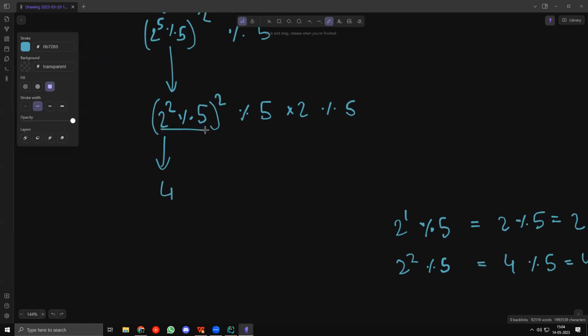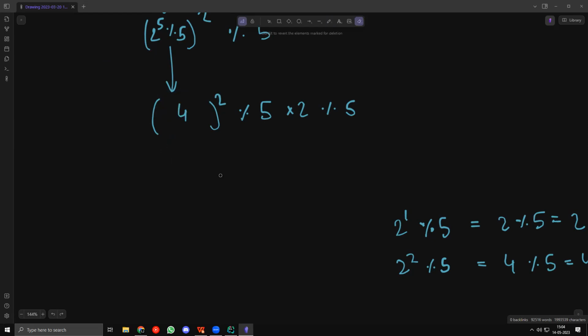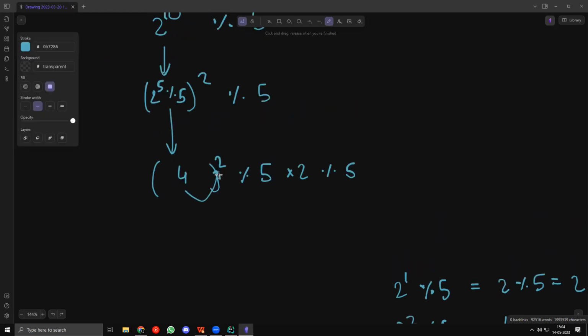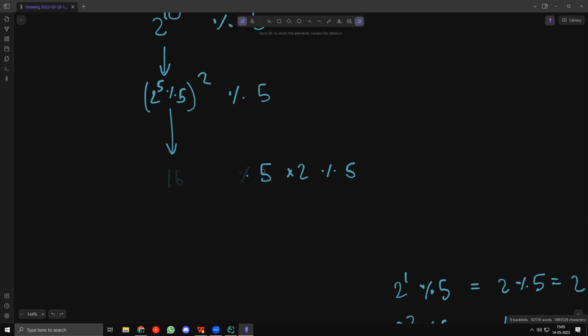Now, this 2 to the power of 2 modulo 5, we know that this is equal to 4. So we just calculated this. We'll just put this over here. Now I'll take 4 squared, which will be 16, right? 16 modulo 5 will be equal to 1. Now I'll take 1 times 2, which will just be 2. And I'll take modulo 5, which is just 2.